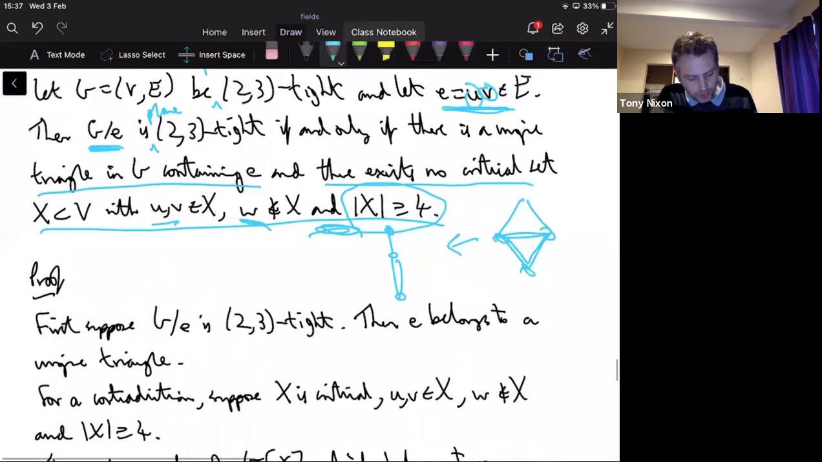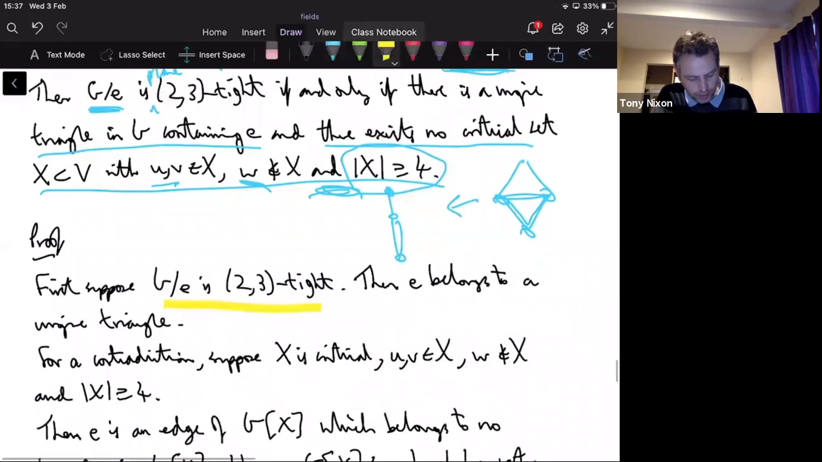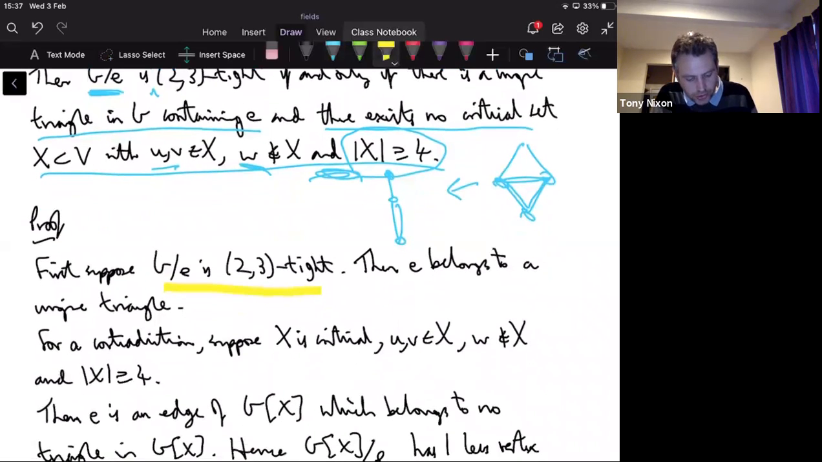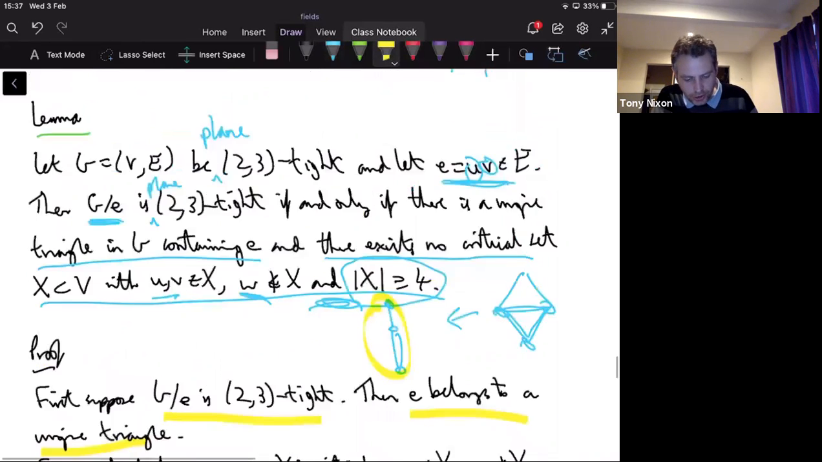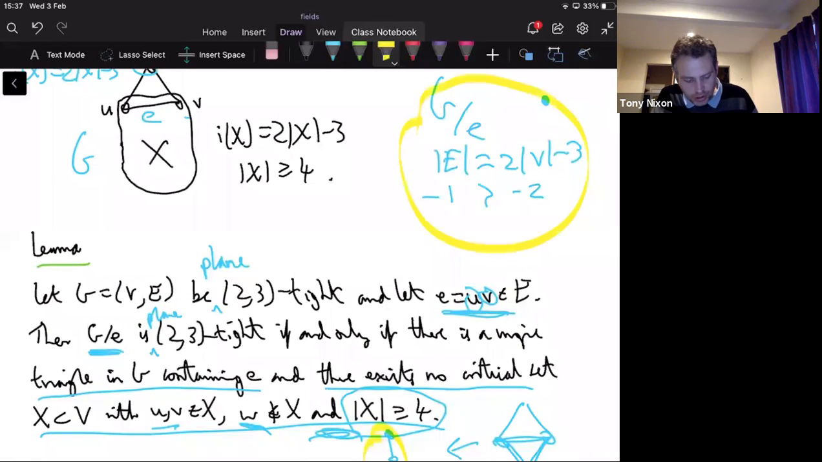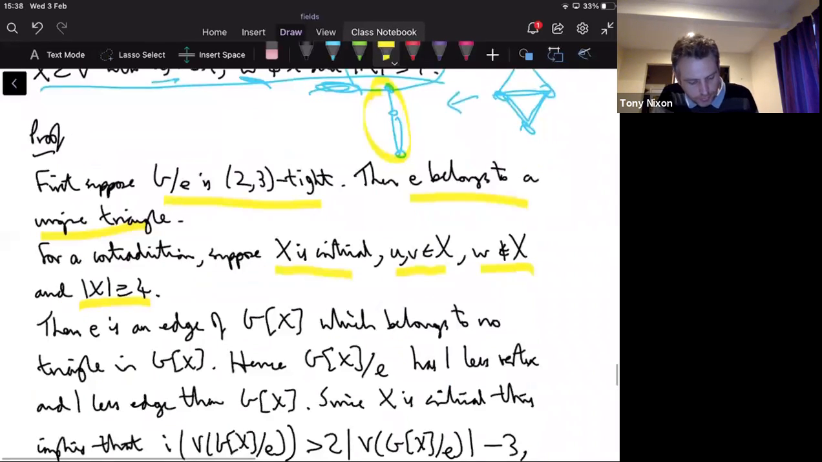Okay, so first we're going to suppose that the graph is 2-free tight, and we're going to show that neither of these problems could have happened. Since it's 2-free tight, this certainly didn't happen. So E belongs to a unique triangle. We've already talked about that. So for a contradiction, let's suppose the other thing fails. So suppose there is a critical set with UV in X, W not in X, and X at least 4. This is what I just said up here, just making this argument formal.